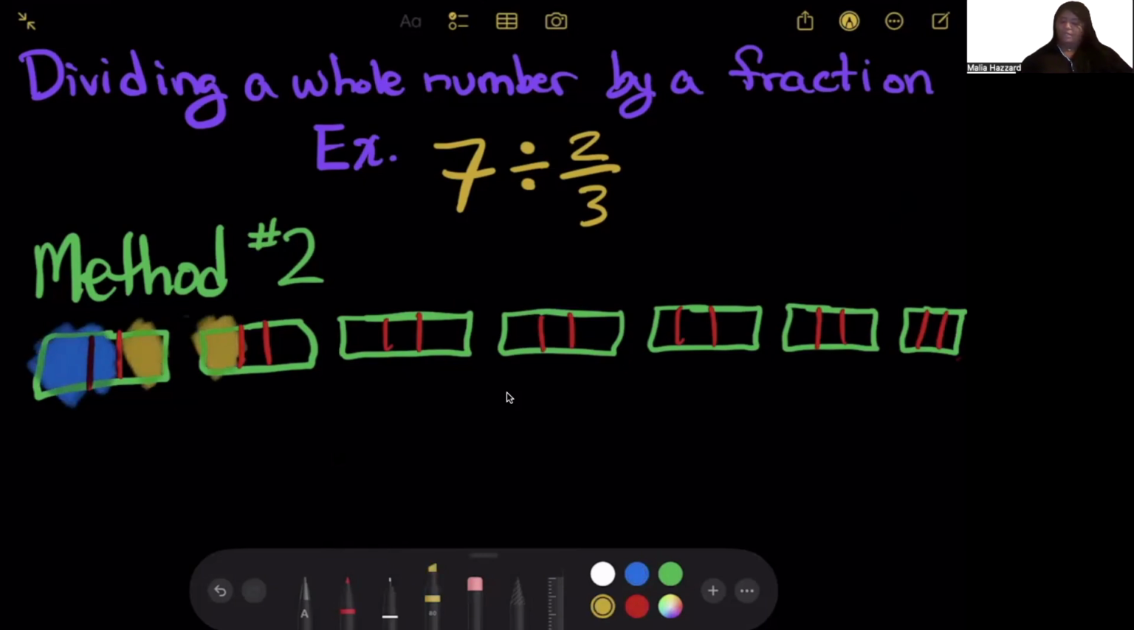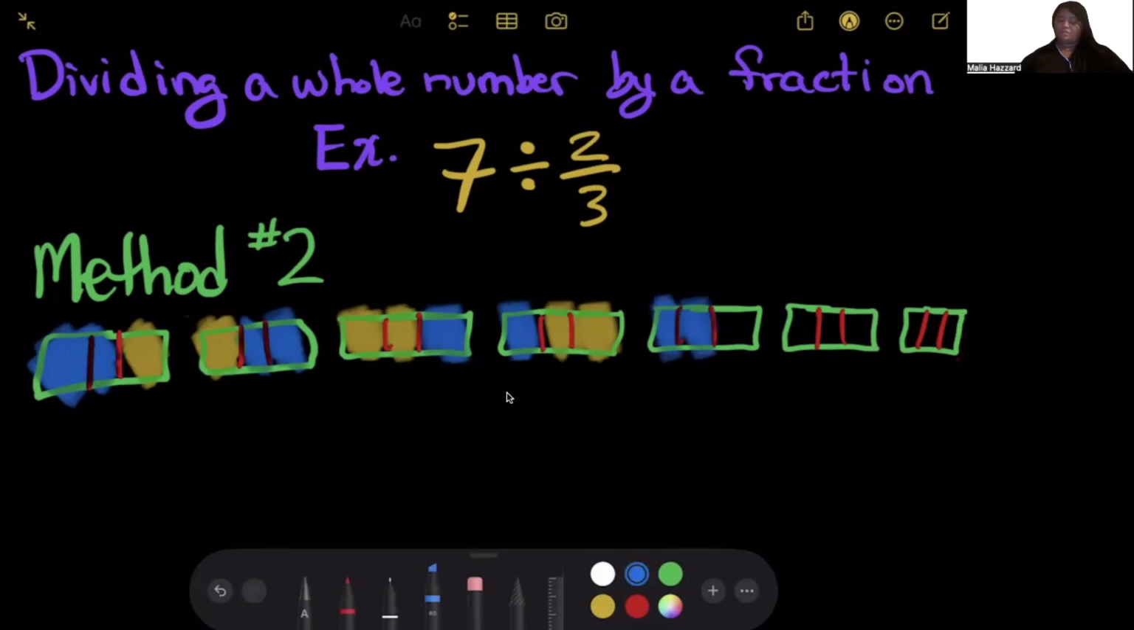1, 2, 1, 2, and so on, continuing to group the blocks in twos. And what do we notice? I still have 1 left on the end that I could not shade because it is not a whole.